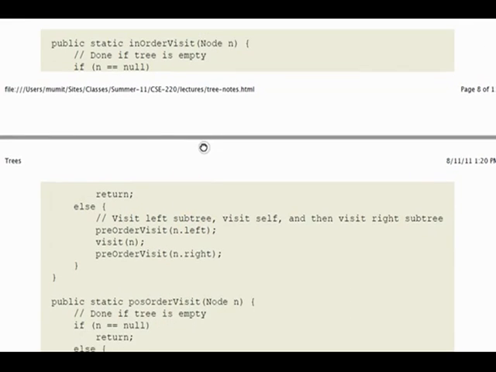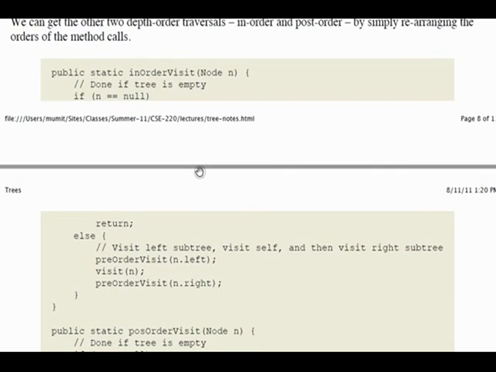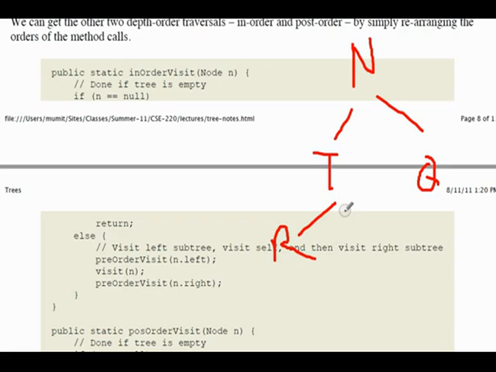In order. Okay. For in order, you have to visit the leftmost, then self, and then right. So N, T, Q, R, S, T, I already used it, so F, B. So visit the leftmost. Is N the leftmost? No. Is T the leftmost? No. R.